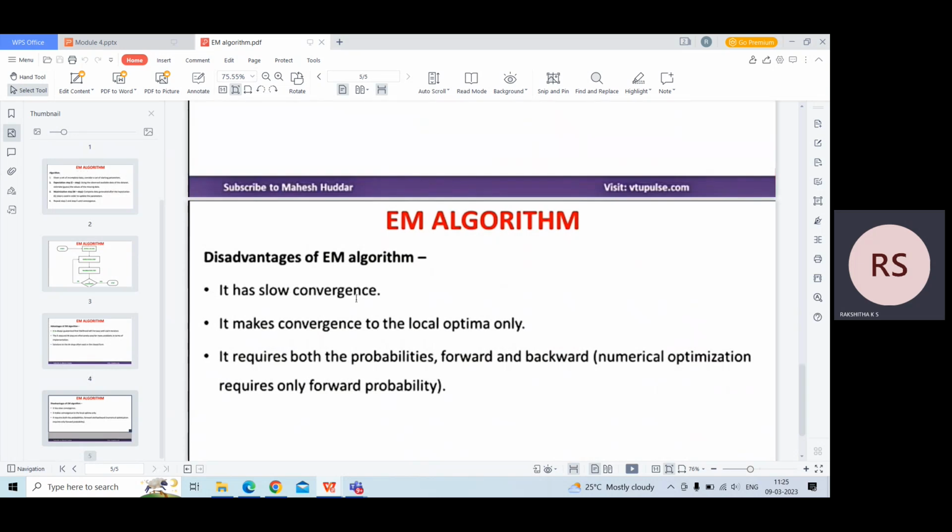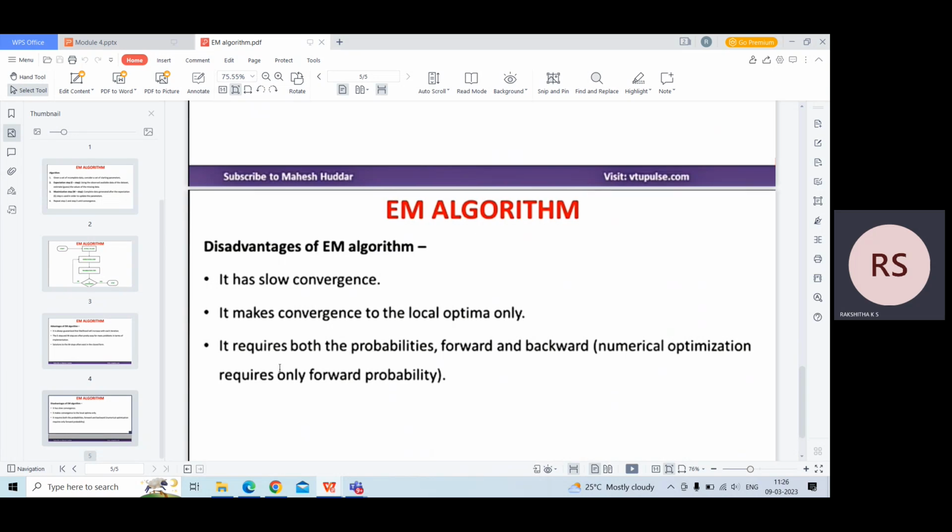It has slow convergence. The main disadvantage of using the EM algorithm is slow convergence, and it converges to the local optima only. Next, it requires both the probabilistic forward as well as the backward values. So these are the advantages and disadvantages of using the EM algorithm, that is, the expectation maximization algorithm.